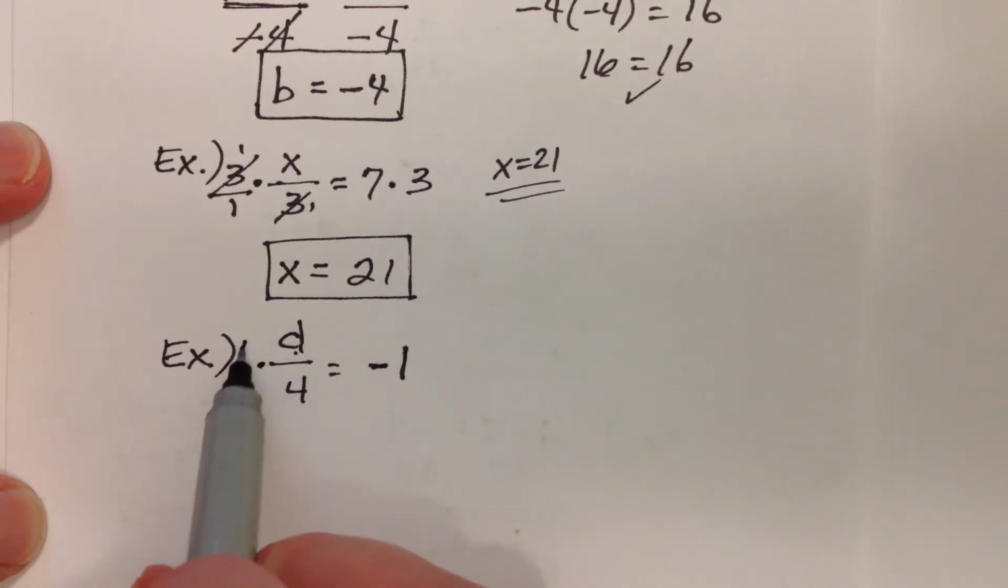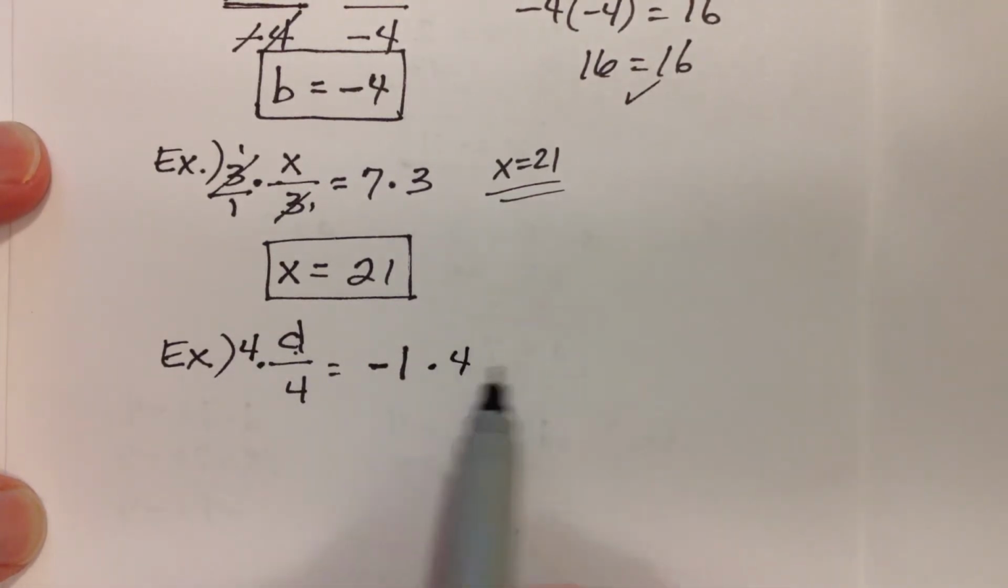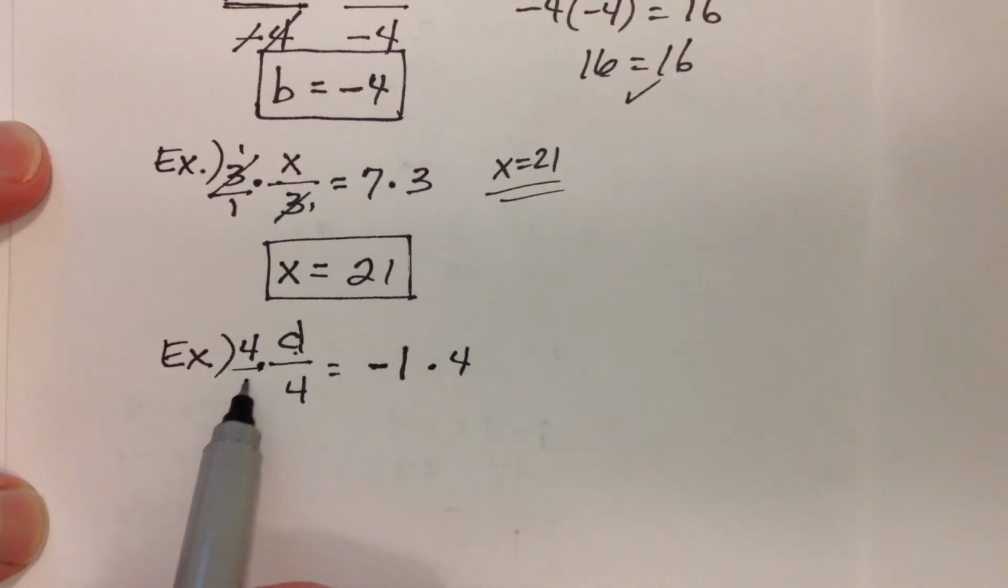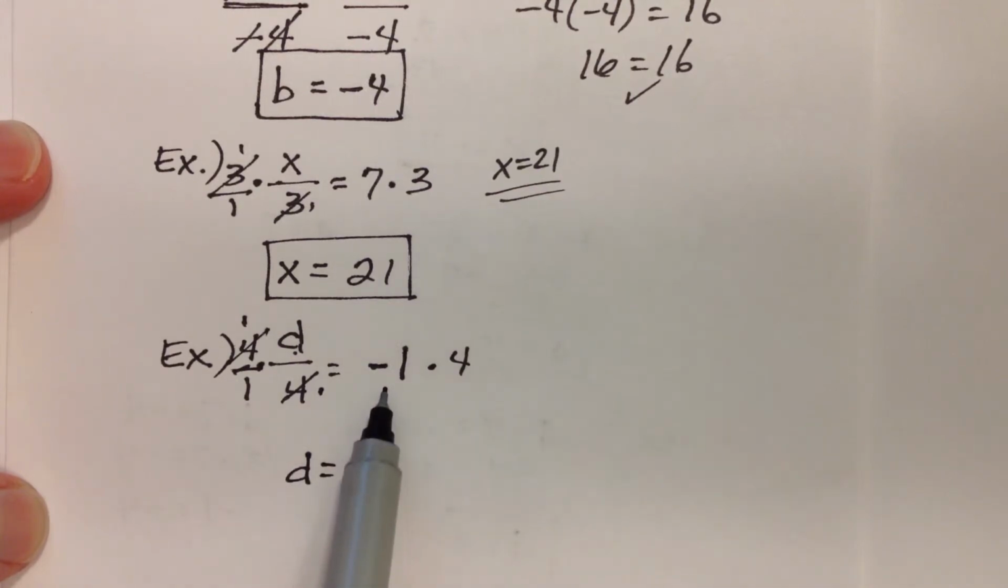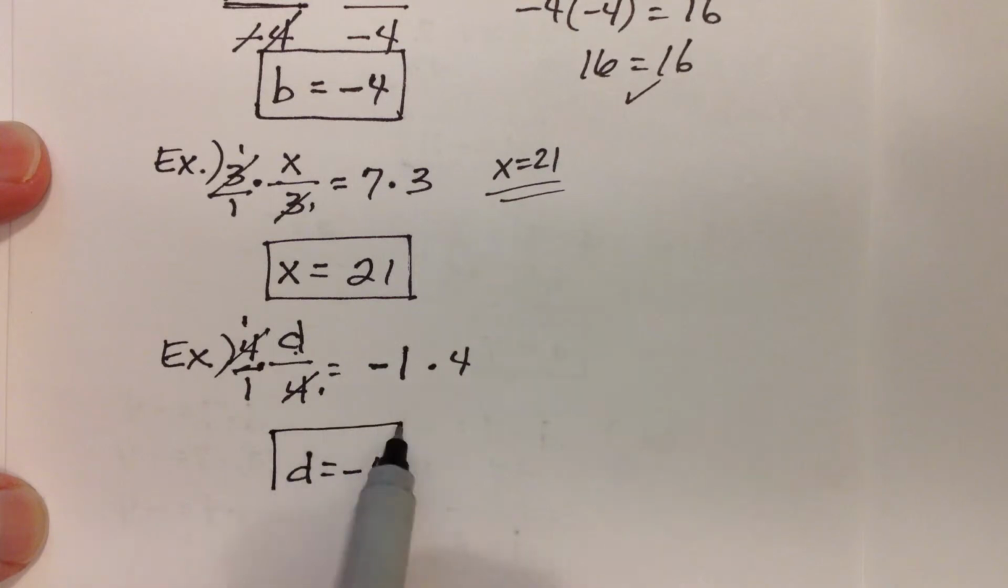So I'm going to multiply by this 4 that's down here on the side with the d in order to get rid of it. So I'm going to multiply both sides by 4, and on this side over here it's like over 1. That way we can deal with the fractions. The 4's cancel. I'm left with 1's all over the place again. D is by itself. Negative 1 times 4 is negative 4. So that's my answer.